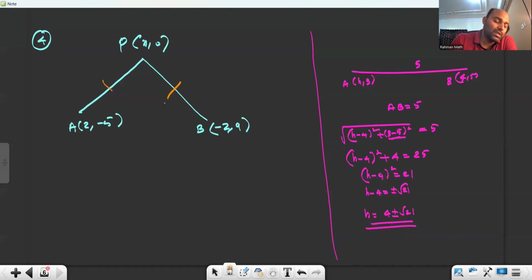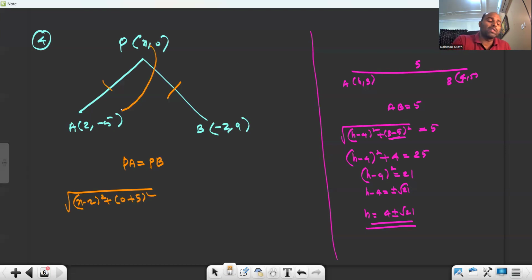This distance and this distance are the same. Equidistant means equal distance. PA equals PB. What is PA? Root of (x minus 2) whole square plus (0 plus 5) whole square equals root of (x plus 2) whole square plus (0 minus 9) whole square. Square and square root cancel.